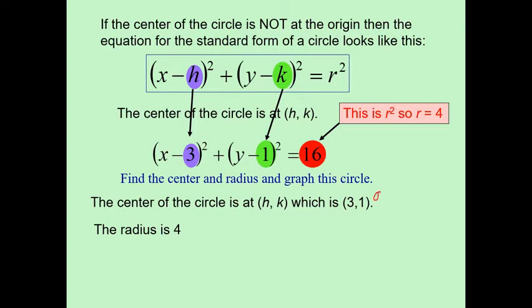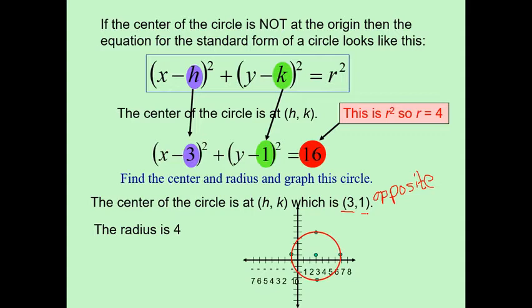Notice that these are opposite of what is in there. You have x minus 3, which means it's going to be a positive 3, and y minus 1, which means you get a positive 1. And 16, take the square root of that, the radius is 4. So then we just plot the center at (3, 1), and then you count 4 away from the center, and it will give you your circle.